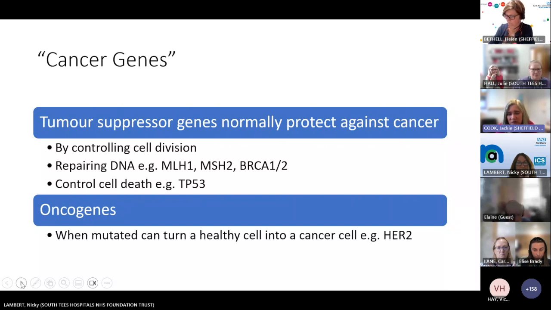And then there are genes called oncogenes, which are genes that, when they are mutated or damaged within a healthy cell, can cause that cell to grow out of control. An example of an oncogene is the HER2 gene, which, when amplified so that a cell develops multiple copies of HER2, is associated with breast cancer.